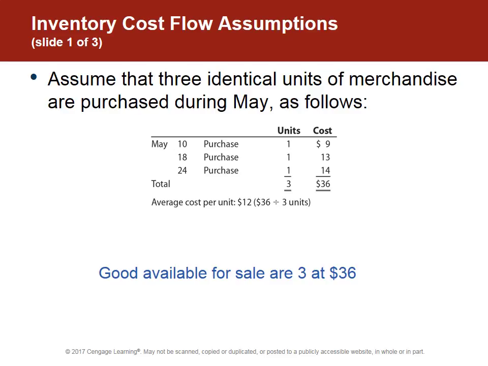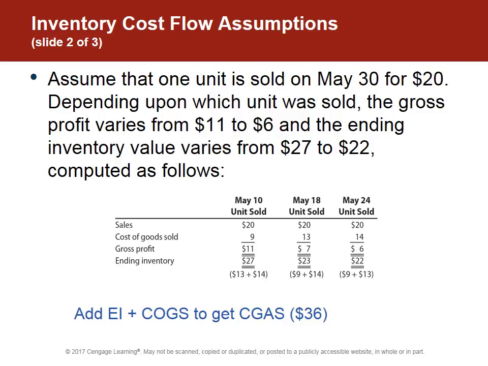We have a total of $36 worth to sell, but it depends. Are we going to use average, specific ID, FIFO, or LIFO? So let's see. If we were to say that we sold the $9 one, our gross profit is 11, our ending inventory is 27. If we were to say that we sold the $13 one, our gross profit is 7, our ending inventory is 23. If we were to say that we sold the $14 one, our gross profit is 6 and our ending inventory is 22. It's kind of crazy, isn't it?